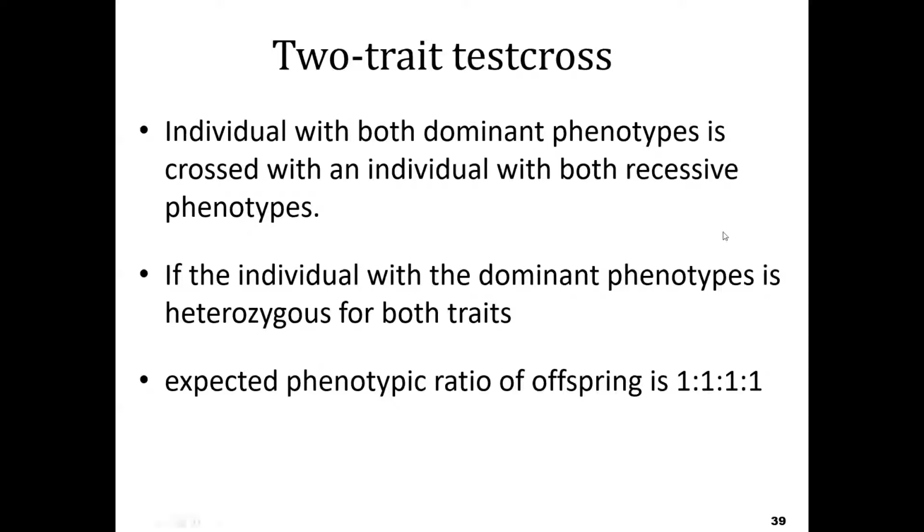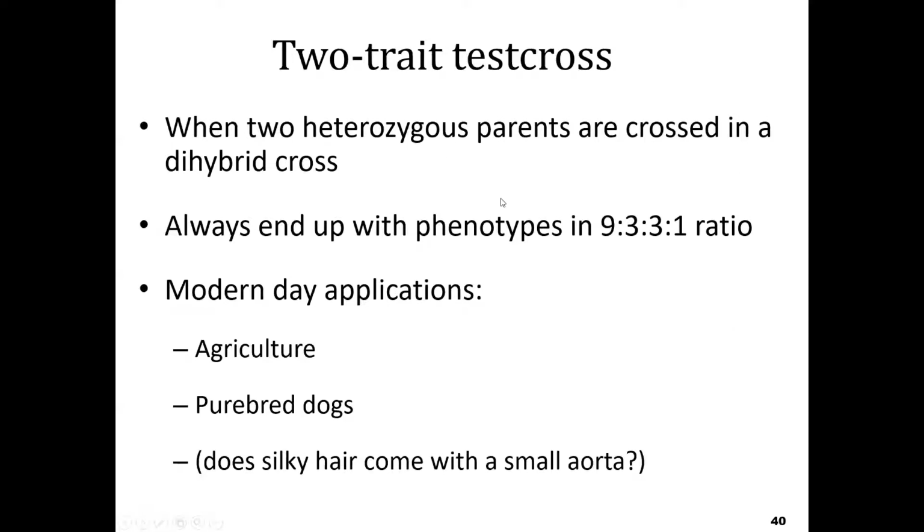Now, if our two crossed individuals with the dominant trait phenotypes are heterozygous for both traits, we're going to see every possible offspring. When we cross two parents heterozygous for both traits, in what we call a dihybrid cross, we always end up with phenotypes in a ratio of 9 to 3 to 3 to 1. That 1 means 1 out of 16. We're going to see homozygous recessive for both traits. So for the most part, we're going to end up seeing heterozygotes.